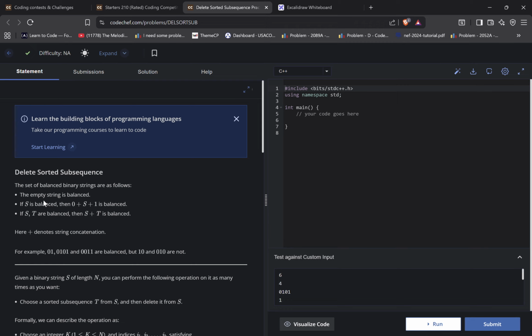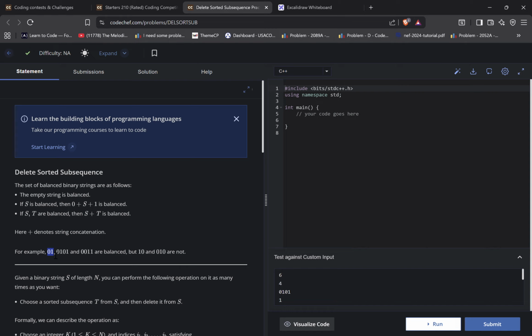Here is the basic definition of what exactly it means to be a balanced string. First off, an empty string is balanced. So if S is empty, then S is balanced, and since it is balanced, we can get 0 1 because there is nothing between 0 and 1. Hence that is balanced.